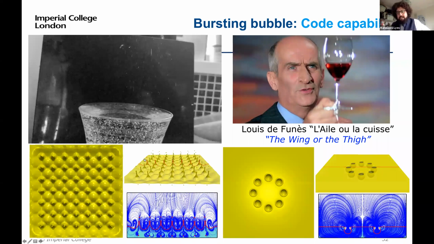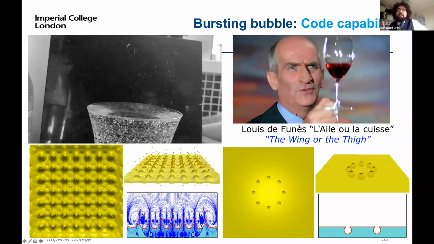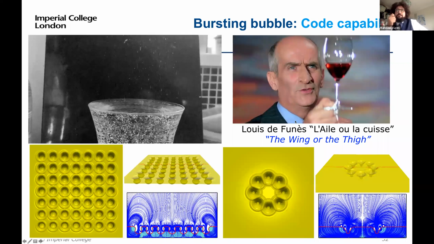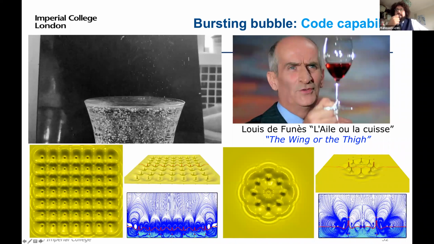a lot of bursting bubbles. And what I'm showing this picture, because it's really a famous film in France, and in this scene, he was able to predict what type of wine, or what type of alcohol he's having just by smelling it or just by the look of it.